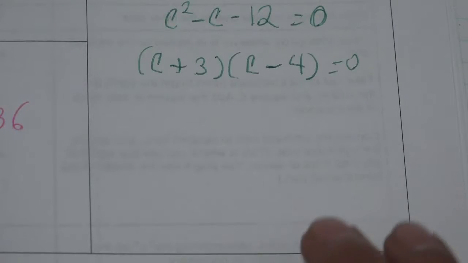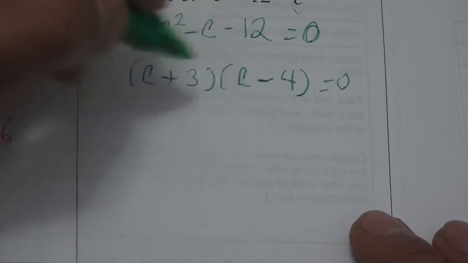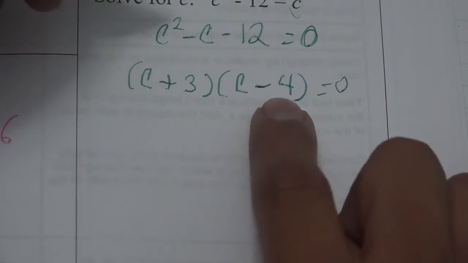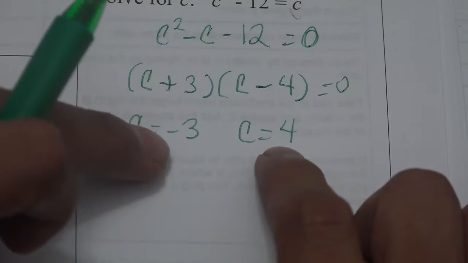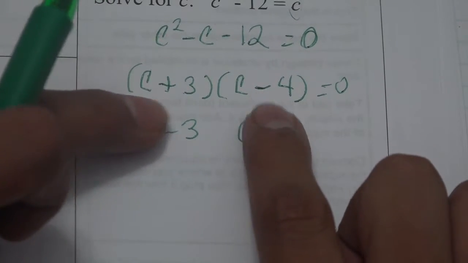Alright. So now, is this my final solution? No. This is just your factor form. Remember, you gotta equal each of the factors to 0. And I already know that the roots are going to be the opposite of the factors.